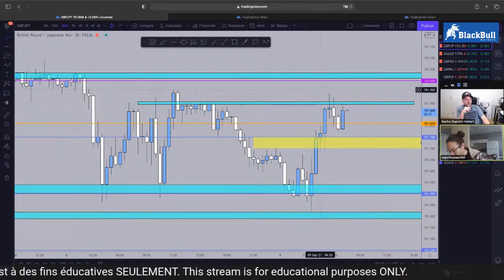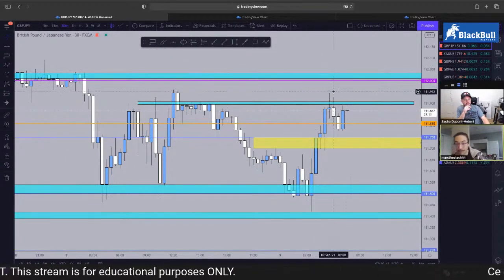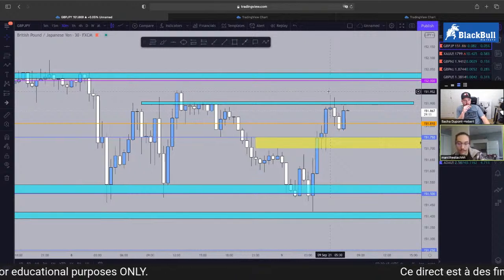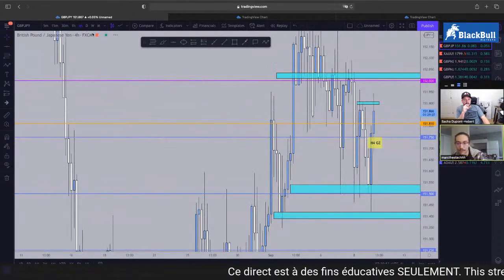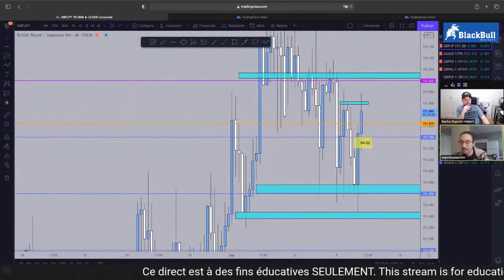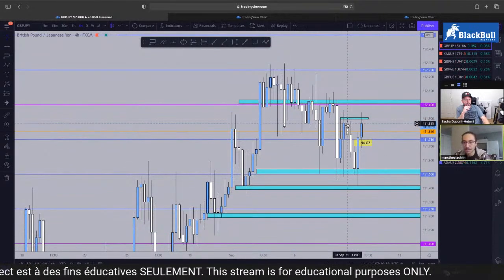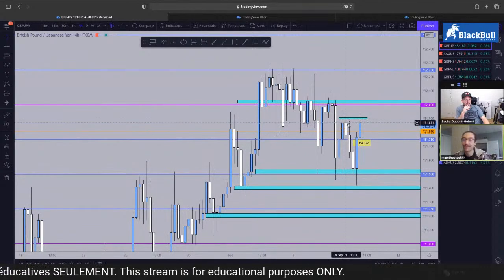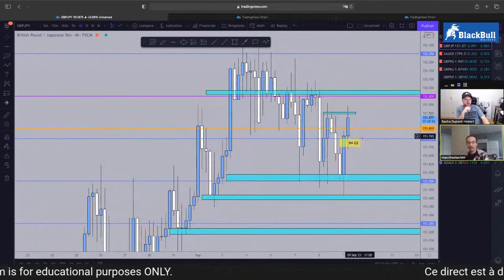But if we do break 152 major QP, this is where I'm going to start looking at buys. And if you look at this structure, if we respect this high right here and we don't break the structure, I'm still looking for sells, right? Because we are creating lower lows and lower highs.